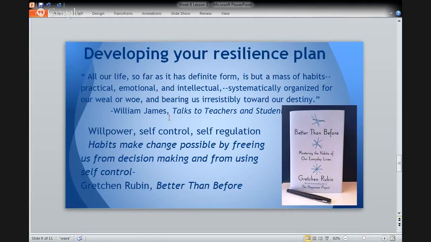Throughout the book, Better Than Before, it does talk about the appeal of a decision-free good behavior. Rubin doesn't talk much about how to turn a repeated behavior into a habit or how to break existing habits. But if you do want more on that topic, I highly suggest you check out a fascinating article called The Power of Habit, Why We Do What We Do in Life and Business.